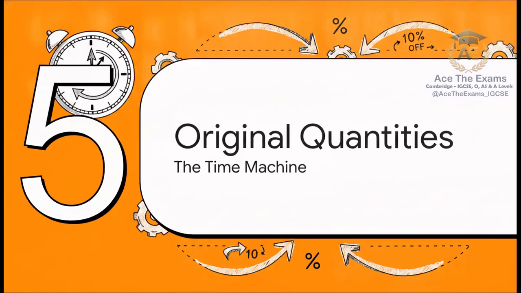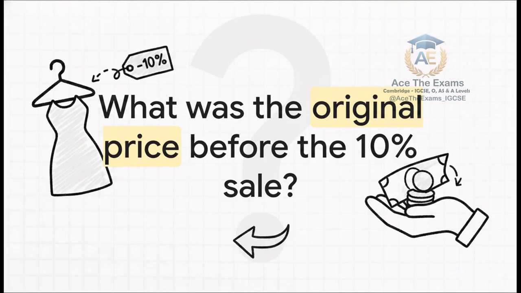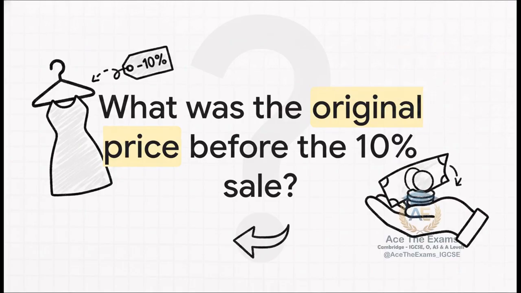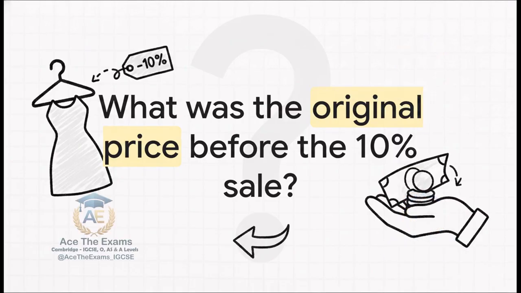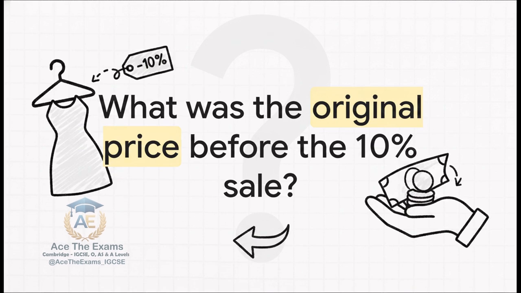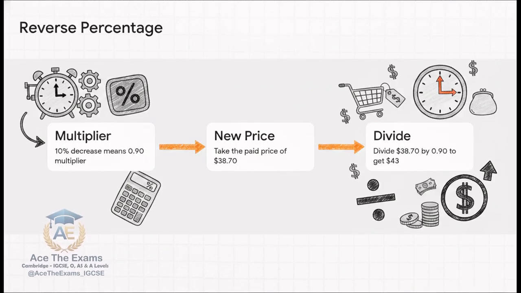So let's flip that logic for section 5, finding original quantities. I like to call this the mathematical time machine. We're going to use reverse percentages to rewind time and figure out what a number was before a change even happened. Check out this setup. In a sale, everything is marked down by 10%. Selma buys a dress for $38.70. The exam question wants to know, what was the original price before the sale? We have to think backwards. Here's how you use the time machine.